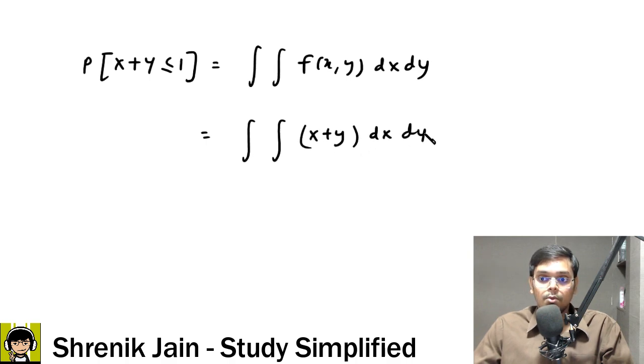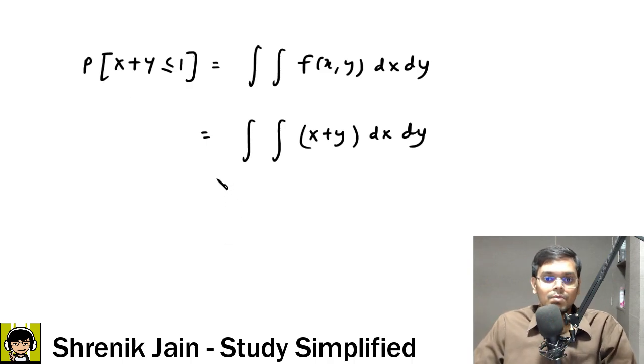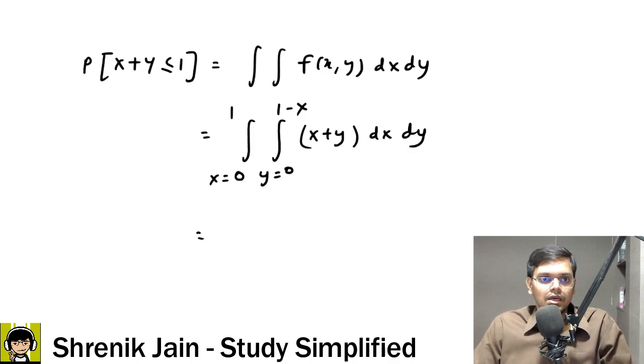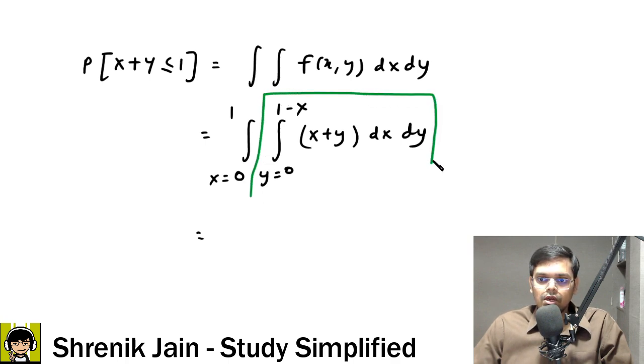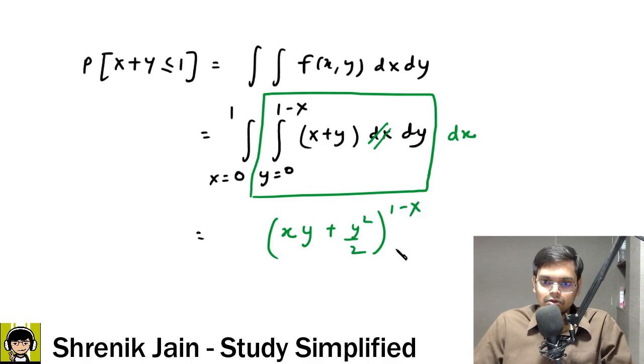Yes sir ji. If you want to satisfy this region and also x is 0 to 1, y is 0 to 1, then my limits should be x from 0 to 1 and y from 0 to 1 minus x. And finally you have to solve this integration. Since y has a variable in the limit, it should be solved first. Integral with respect to dy, so dx goes outside. Integral of x dy, x is constant, so that is x times y, plus integral of y dy, which is y square by 2, with upper limit 1 minus x and lower limit 0. Then the outer integral 0 to 1 with respect to dx.